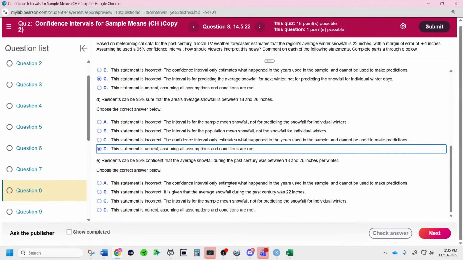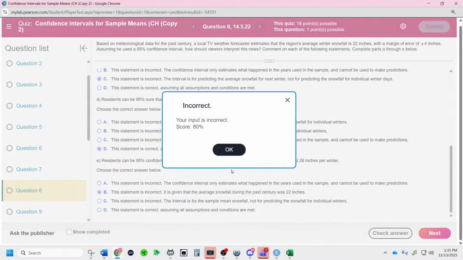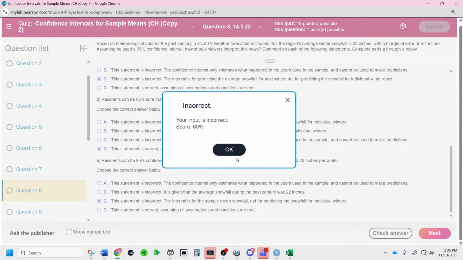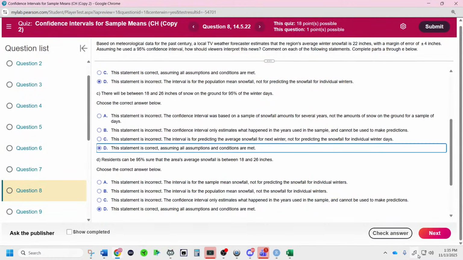Residents can be 95% confident the average snowfall during the past century. No, it's not about the past century. We know what the past century was. It was 22 inches. Oh, it's not this one, is it? It's not that one. Where did I mess it up? Where did I go wrong? Oh, I haven't gotten one of these wrong in a long time. Okay, it's this one. Okay.